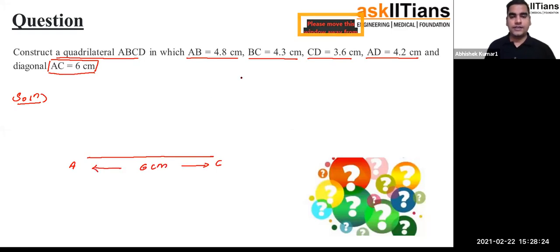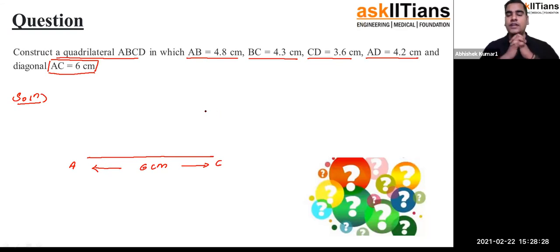Understood? That's your AC. Now I will be forming two triangles. One of the triangles is going to be ABC. When you try to construct triangle ABC, you need the length of AB and BC. After that, we will be forming ADC. For that, you need AD and CD. So let us first try to form ABC.